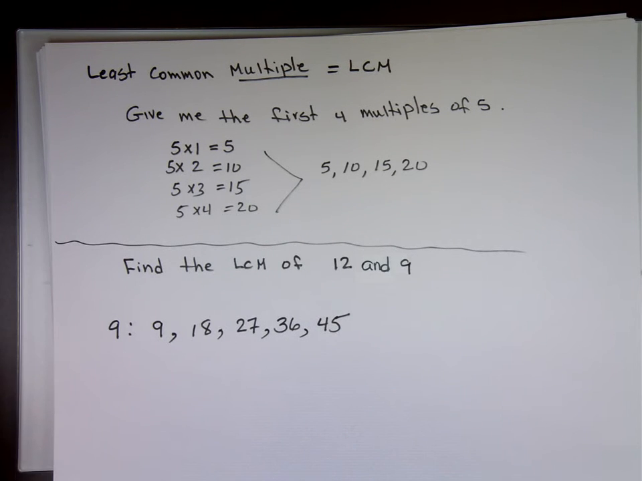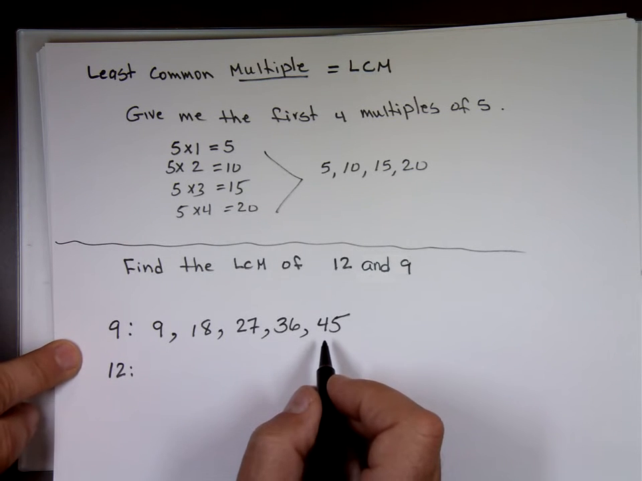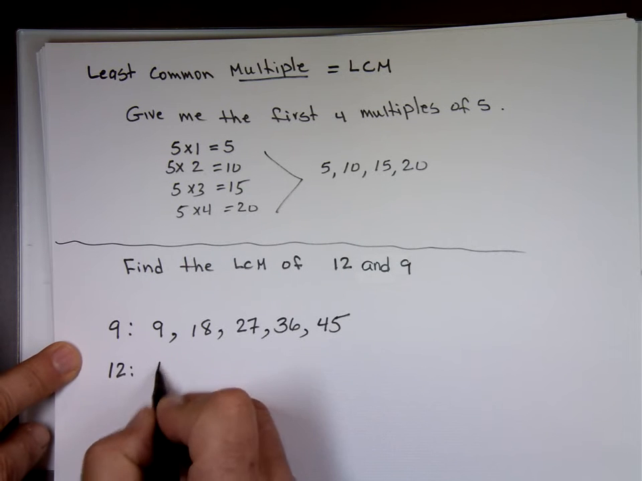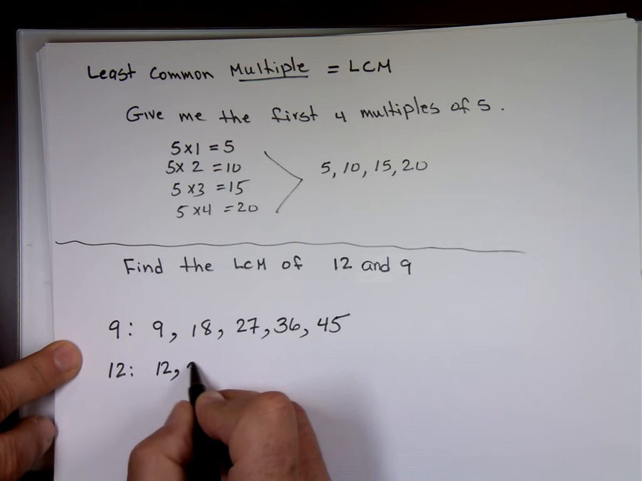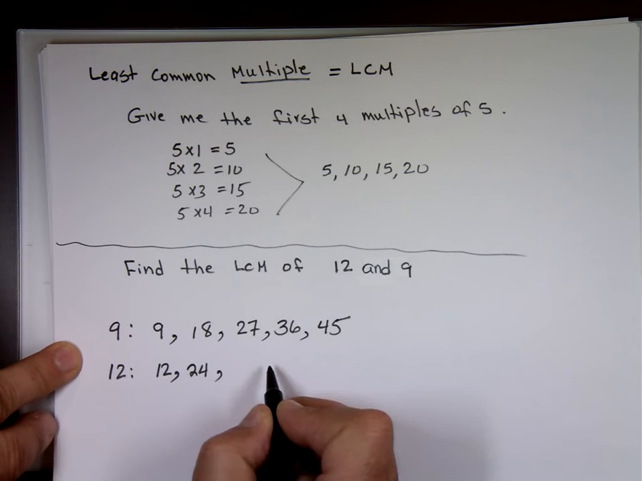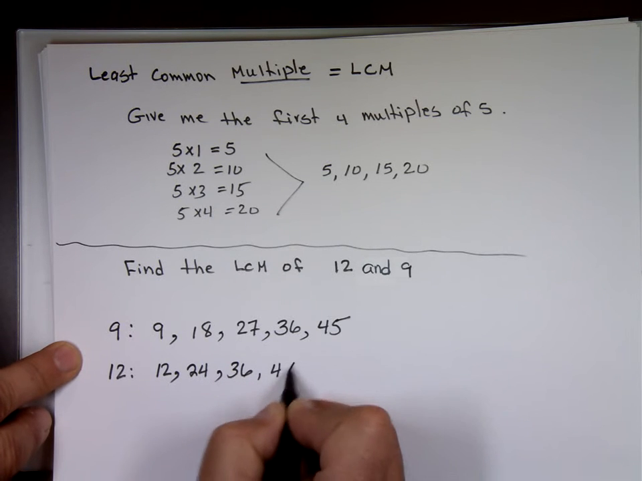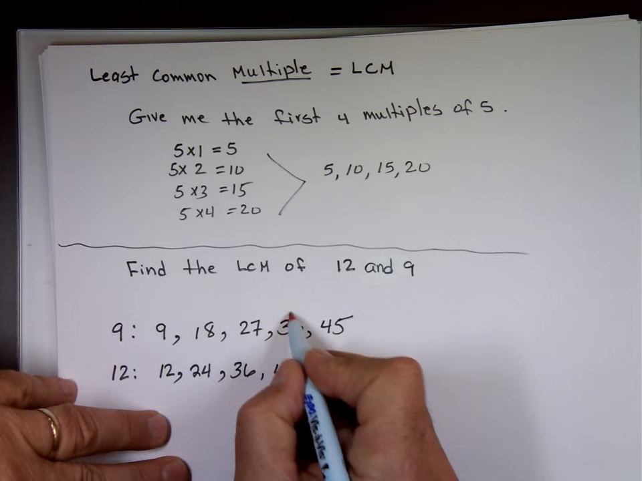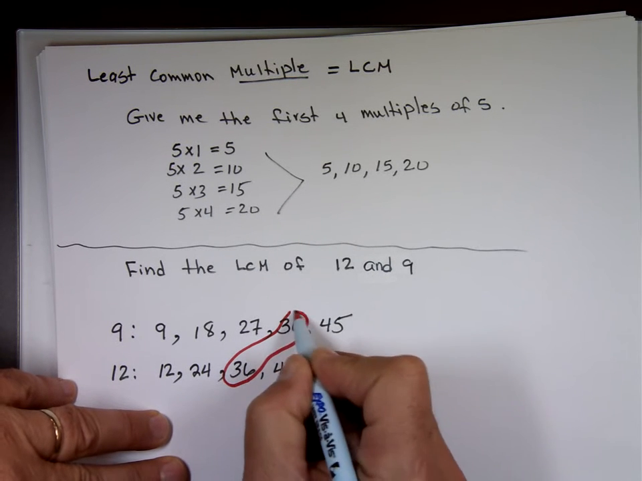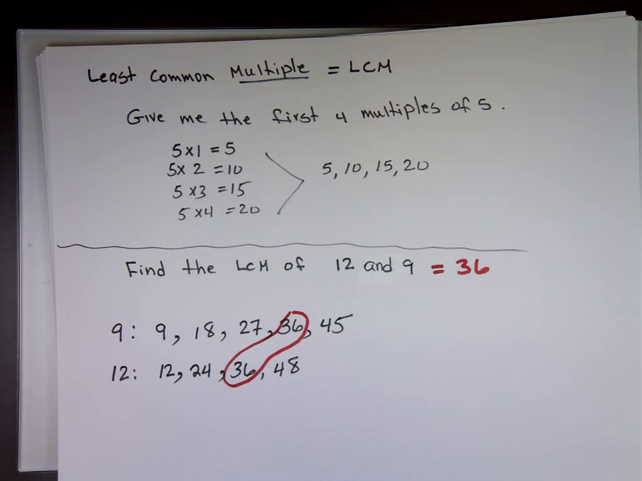Let's take the 12 now. What's 12 times 1? 12. What's 12 times 2? 24. What's 12 times 3? What's 12 times 4? Let's stop right here. What is the first number that's in both of these sets that you see? 36 is the least common multiple. That's the first number that you see in both groups.